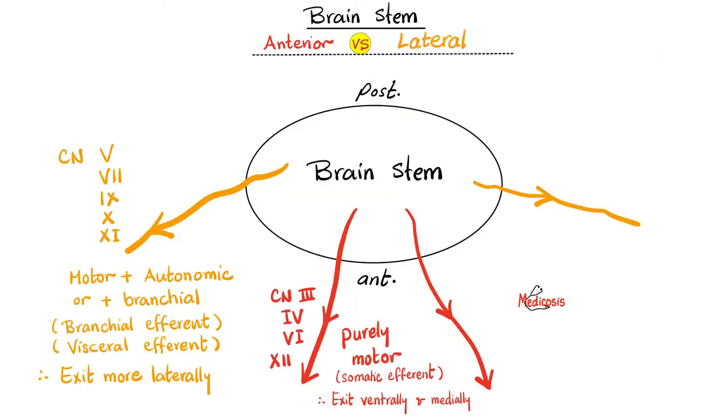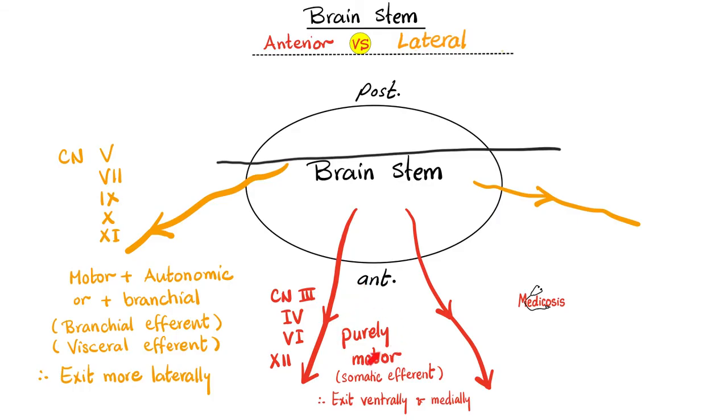A very important fact in neuro. If this is a cross-section in your brainstem, I don't care. It could be midbrain, pons, or medulla. No one cares. Here is posterior. Here is anterior. Now what? Remember my line in the sand. You draw the line in the sand, correct? Anything in front, motor. Anything behind, sensory, most of the time.